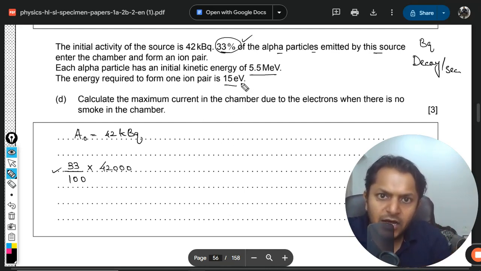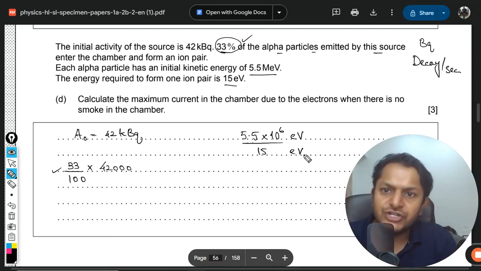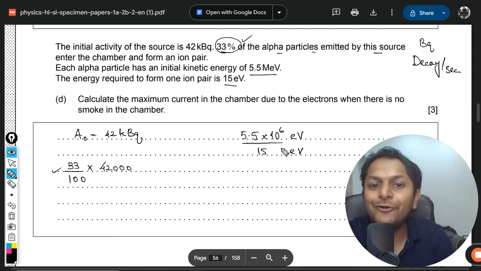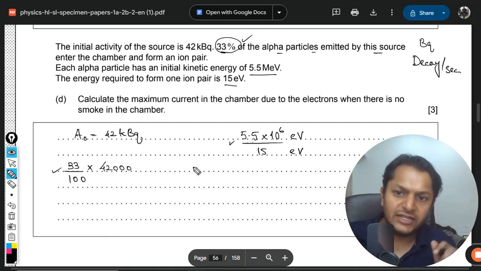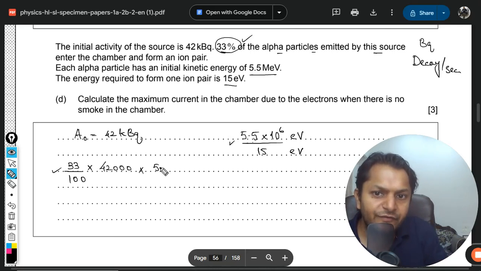Let's see. The total energy with the alpha particle is 5.5 mega electron volt, and for one ion pair you need 15 electron volt of energy. So how many electrons can be produced, or how many ions can be generated? This many ions can be generated by one alpha particle. So how many alpha particles are there? These many. So we multiply this with 5.5 into 10 raised to power 6 divided by 15.